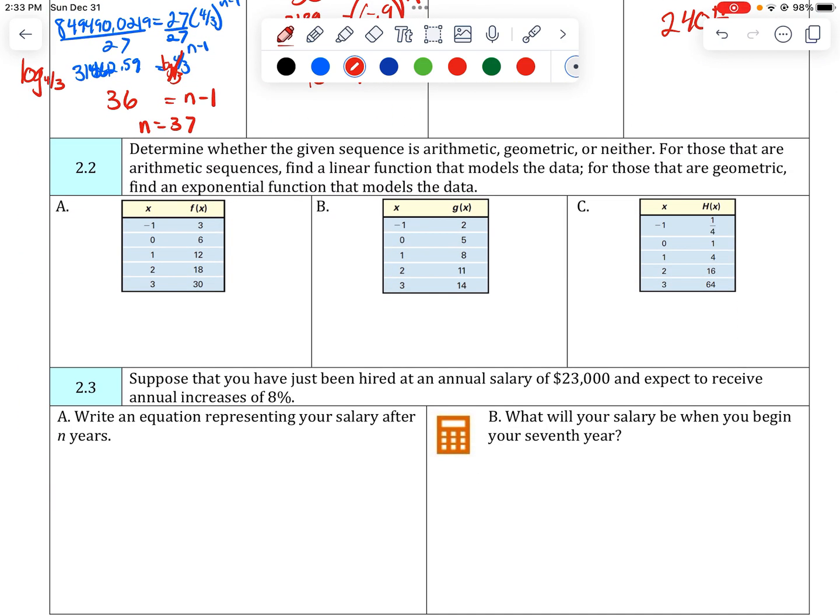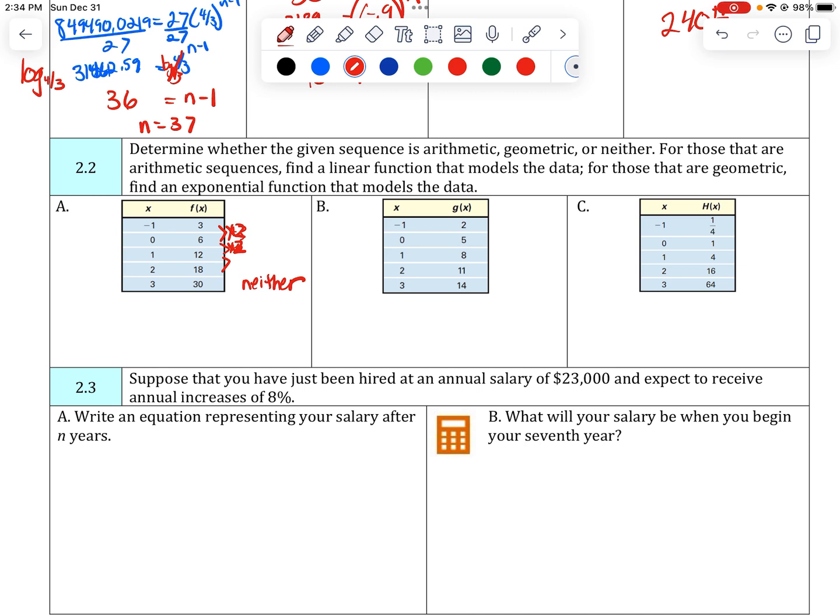So the second one here: determine if it's arithmetic, geometric, or neither. Find a linear function that models. For those that are geometric, find a geometric. Well, let's see. Plus 3, plus 6, nope. Times 2, times 2, well, that's not times 2, so this one has to be neither.